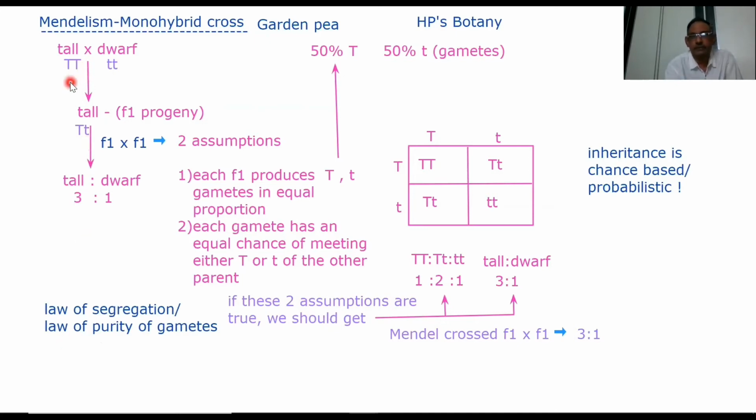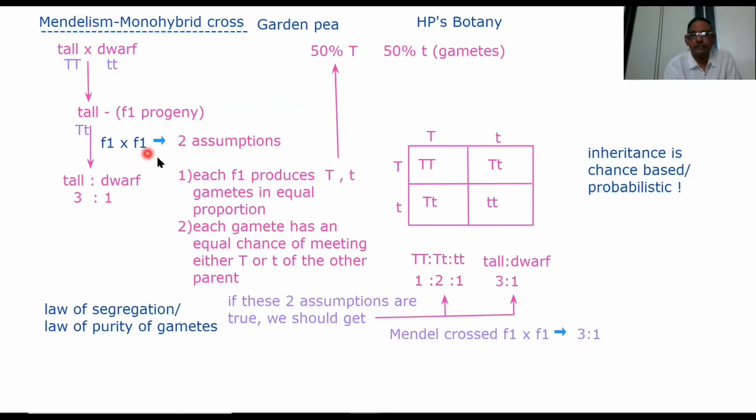The two factors which are together in parents or in progeny must get separated during progeny production. Just as these two factors are separated, these two factors will also get separated in the next generation during gamete formation. That's what Mendel tried to test. He tried a cross of F1 into F1, sometimes called F1 self-pollination. When F1 are self-pollinated, the progeny are tall as well as dwarf in 3:1 ratio.